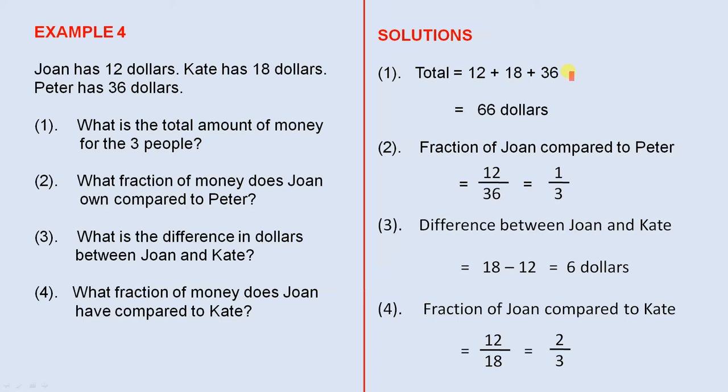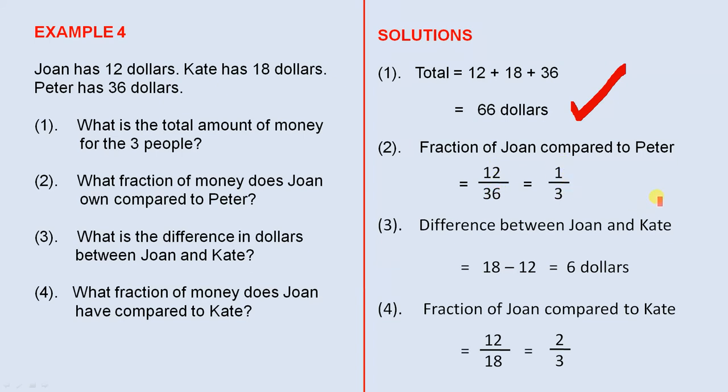The first one, the total amount is 12 plus 18 plus 36, and that's $66. The second one, the fraction of money Joan owns compared to Peter. Joan has 12, Peter has 36. 12 over 36 is 1 over 3. So when you simplify 12 over 36, you get a third.